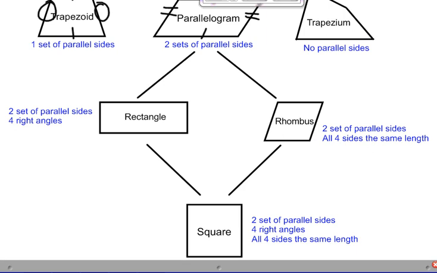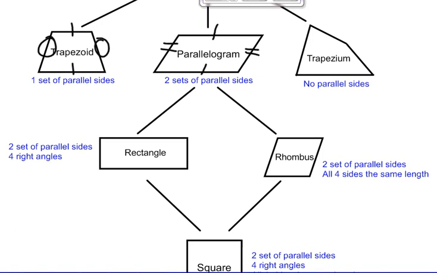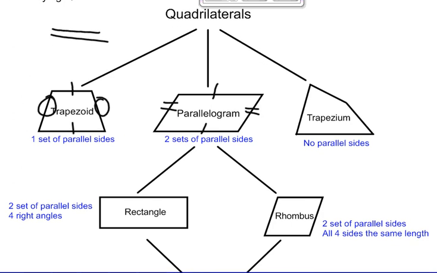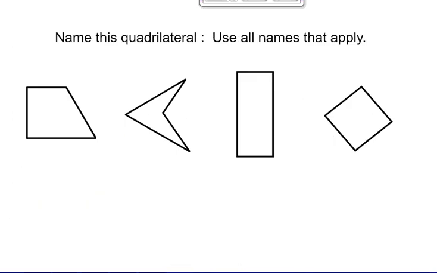Two sets of parallel sides, four right angles, and all four sides are the same. So we have these unique rules that fit into this idea. Right? So hopefully you copied this down and you understand all these different rules. That's going to help us in the next part.